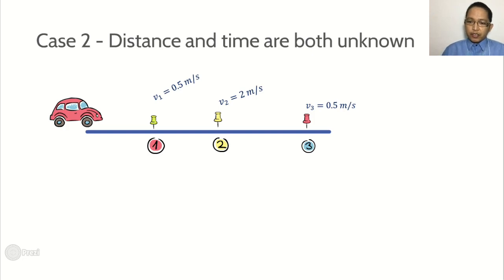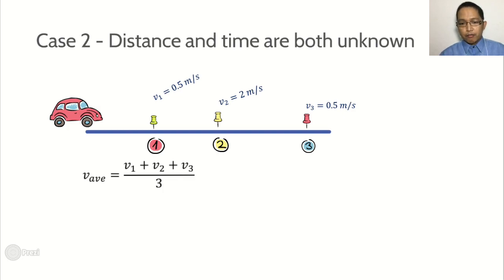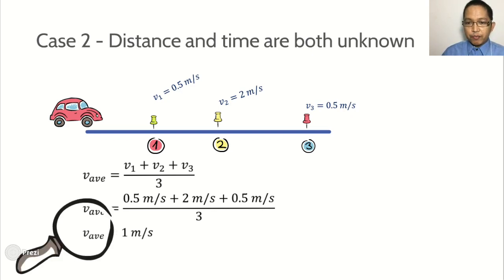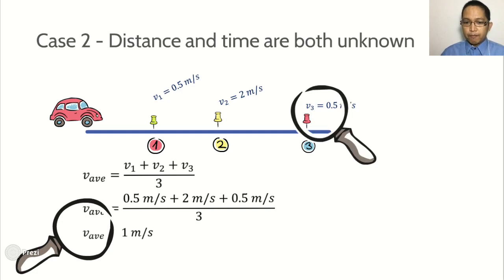To describe the speed as an average, we simply combine them and divide by the number of instances. That is 0.5 plus 2 plus 0.5 divided by 3. This gives us 1 meter per second. Now look at this. This one is the average speed, while these ones are instantaneous speeds. I just made this example a little easier for typical situations.